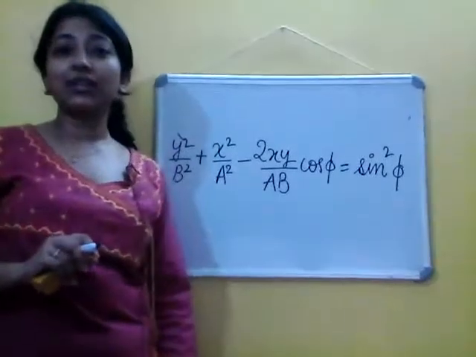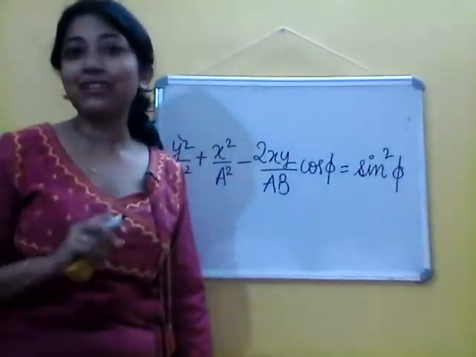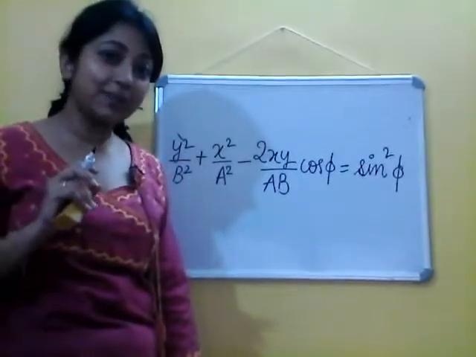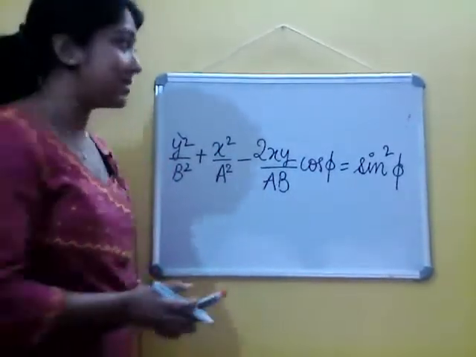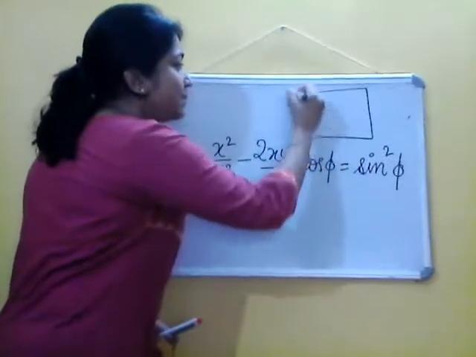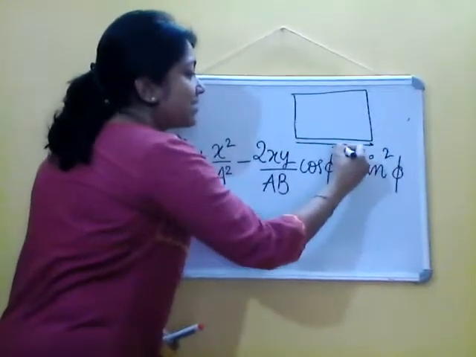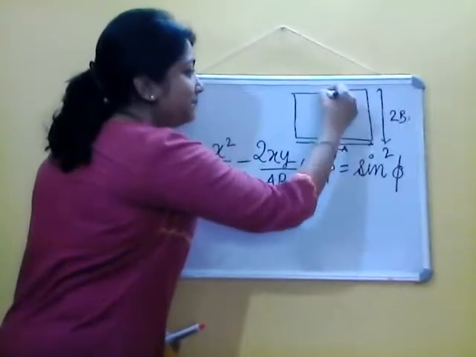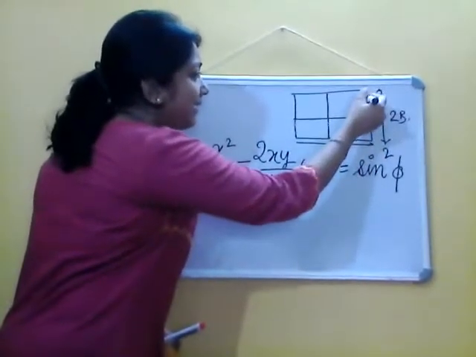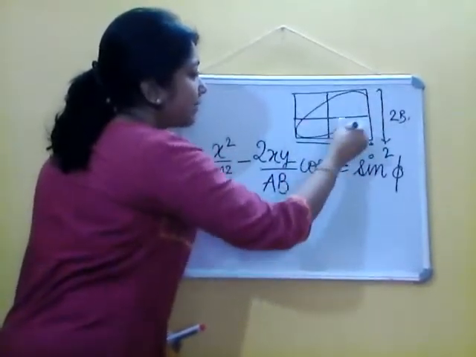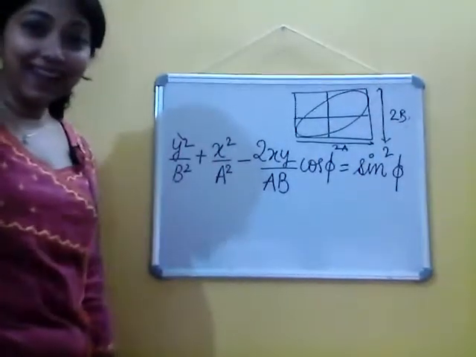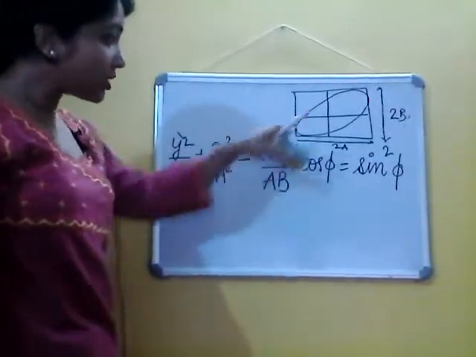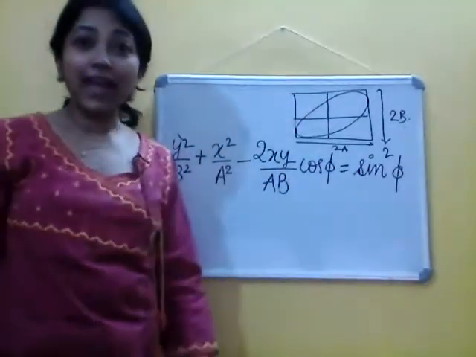This equation is nothing but the equation of an ellipse. Remember the equation of an ellipse? And what kind of an ellipse is this? Suppose I have an ellipse whose semi-major axis is 2a and whose semi-minor axis is 2b. Then if I could draw it like this, right? This is the ellipse. This is the equation of the ellipse which I have got.